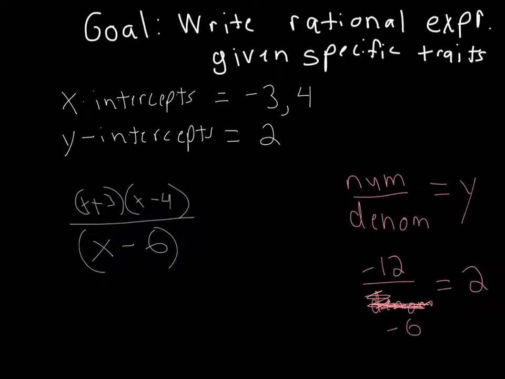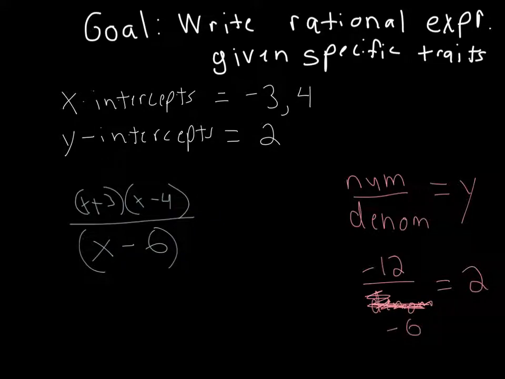Once again, the reason being, if I look at this, 3 times -4 gives me -12. And I divide that by -6, which will give me my y-intercept of 2. And that's our goal, right, to find the y-intercept of 2. So this would be an example of a rational expression that has x-intercepts at -3 and 4 with a y-intercept at +2.